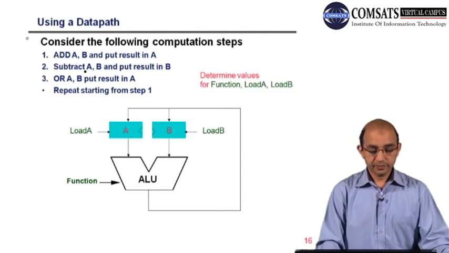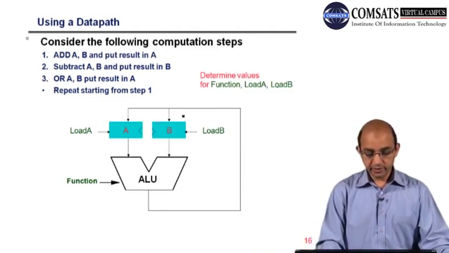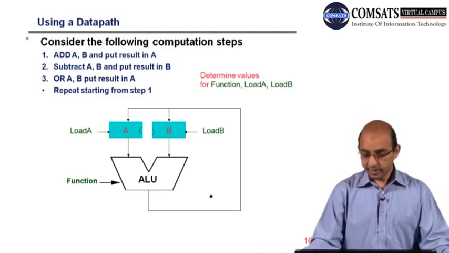So then subtract A, B, and put the result in B. So now we have to subtract those two numbers and put the result in B. And thirdly, we have to perform an OR operation over the contents that are available at A and B. So here you can see that we have the data path utilization, so load and then this function, and you can see the lines.